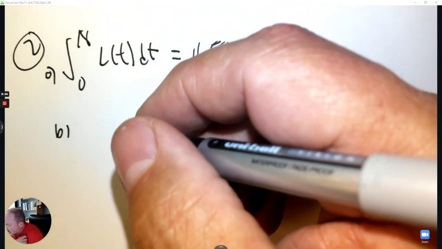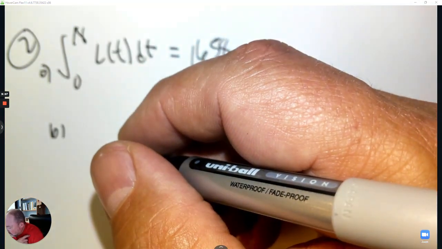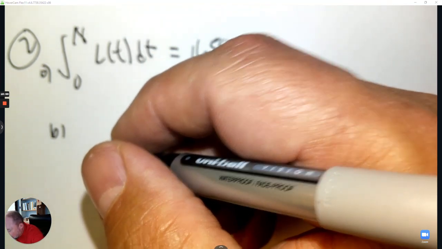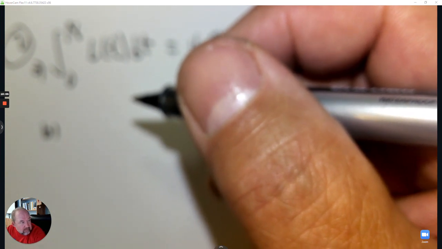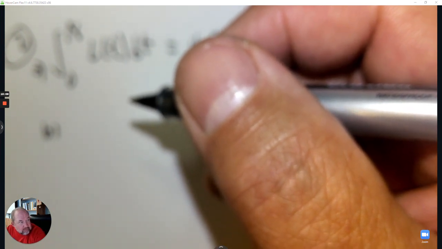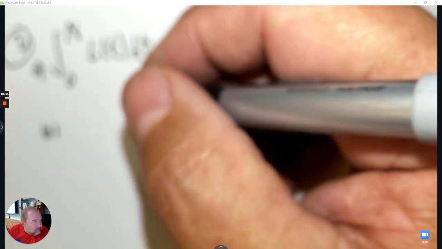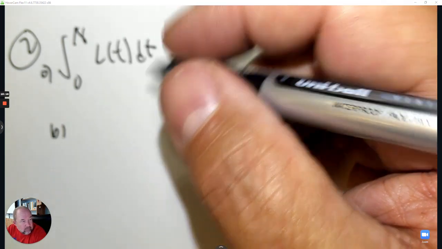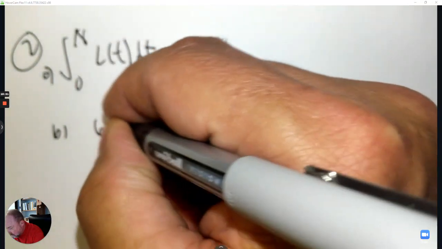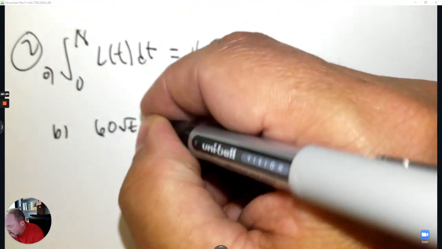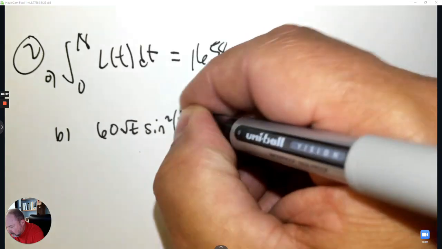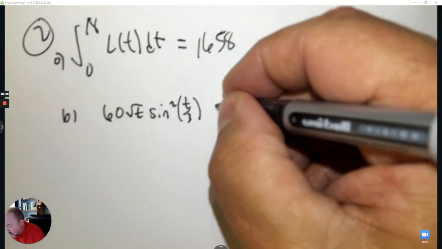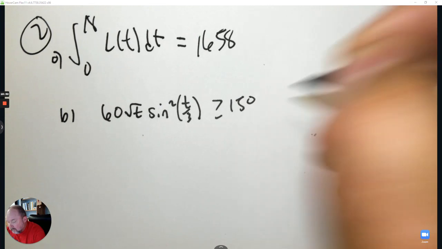Part B. Traffic engineers will consider restrictions when that rate is bigger than 150. Find all values where that rate is bigger than 150. So the average value, so we take the rate and we see when is this greater than or equal to 150. Let me show you.